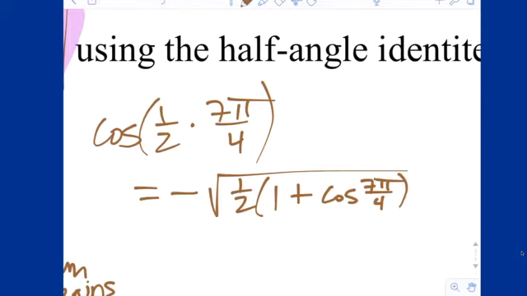From there, I want you to simplify it down to a rationalized answer that's exact. No radicals in your denominator, no fractions under your radicals. Very similar to what we just did.